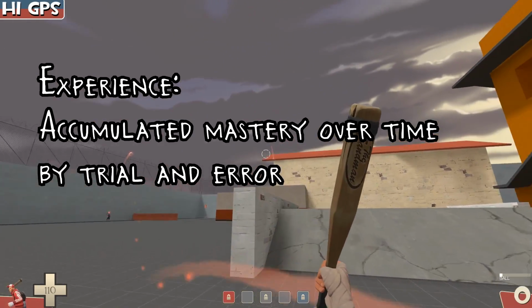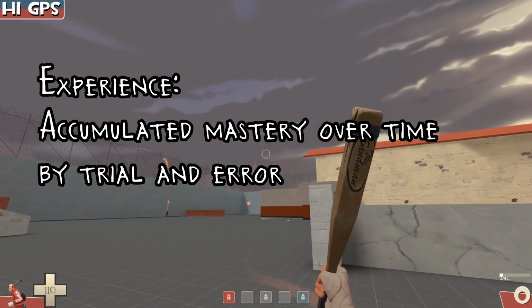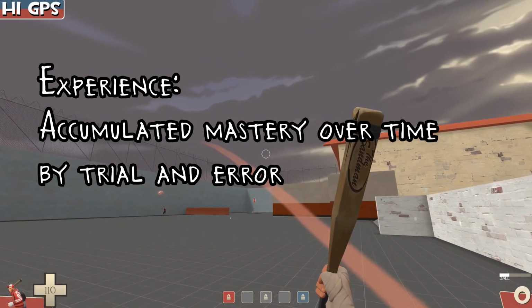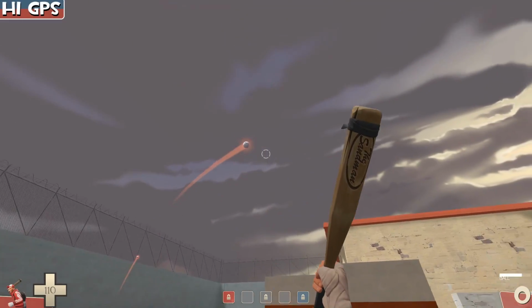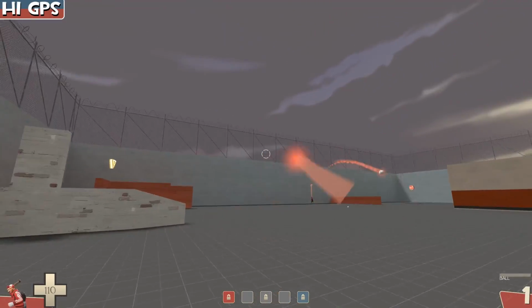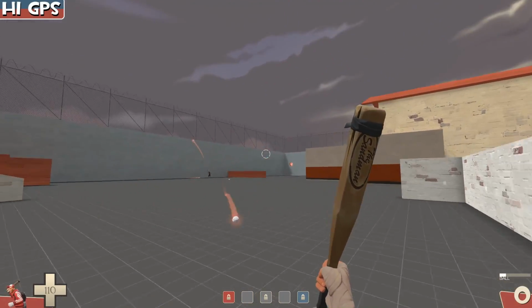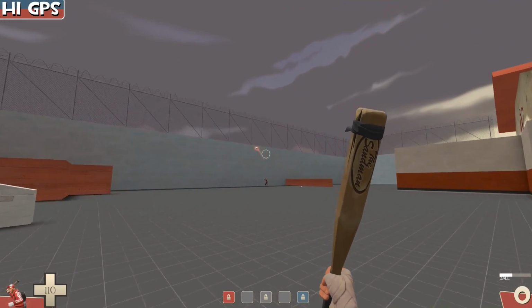I love my ball. Experience is the accumulated mastery over time gained by trial and error. In my example, I will try to run and catch all the balls multiple times. First, I will attempt to catch all the balls thrown.